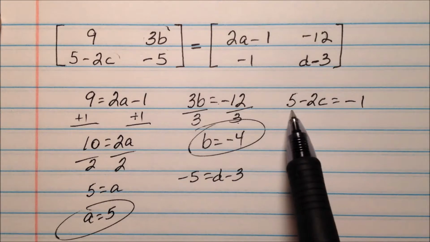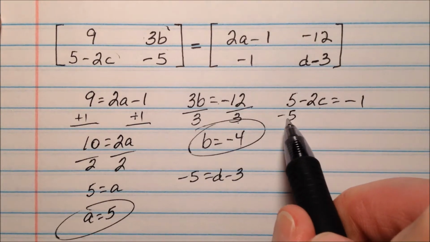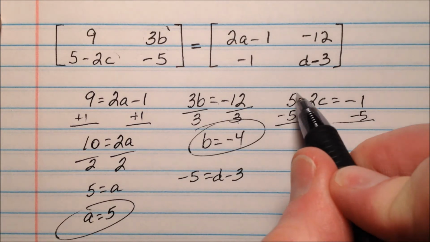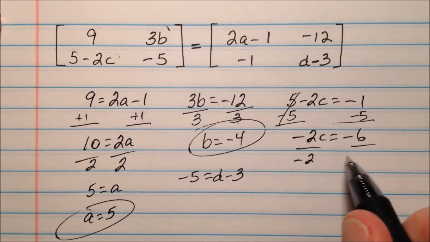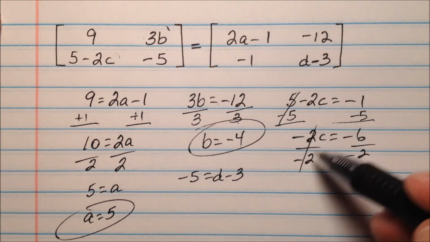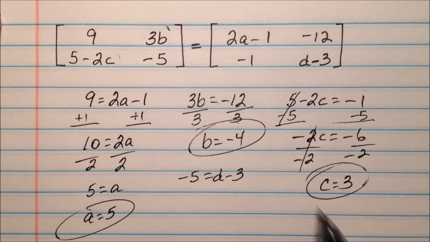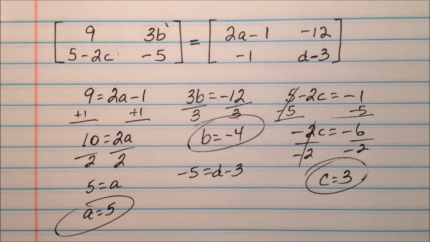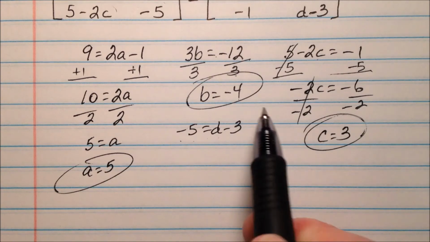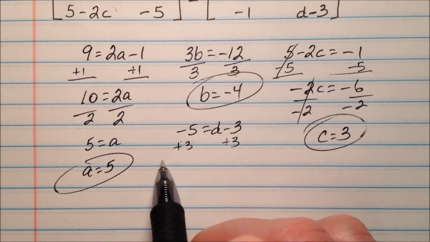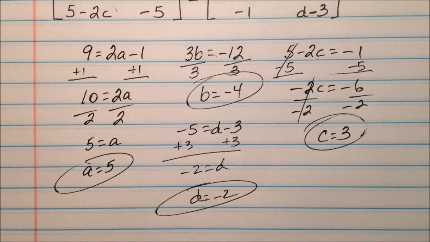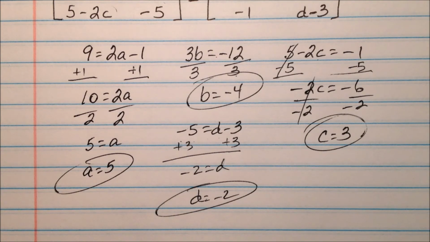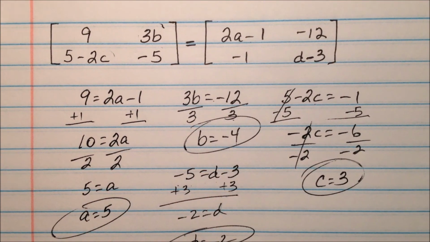In my third equation, I'm trying to isolate my C, so I'm actually going to subtract 5 from both sides, and I'll have negative 2C equals negative 6. So when I divide both sides by negative 2, I'll have C equals 3. And finally, negative 5 equals D minus 3. I'll add 3 to both sides, and I'll get negative 2 equals D, or D equals negative 2. So I used the equivalent matrices to solve for my variables A, B, C, and D.